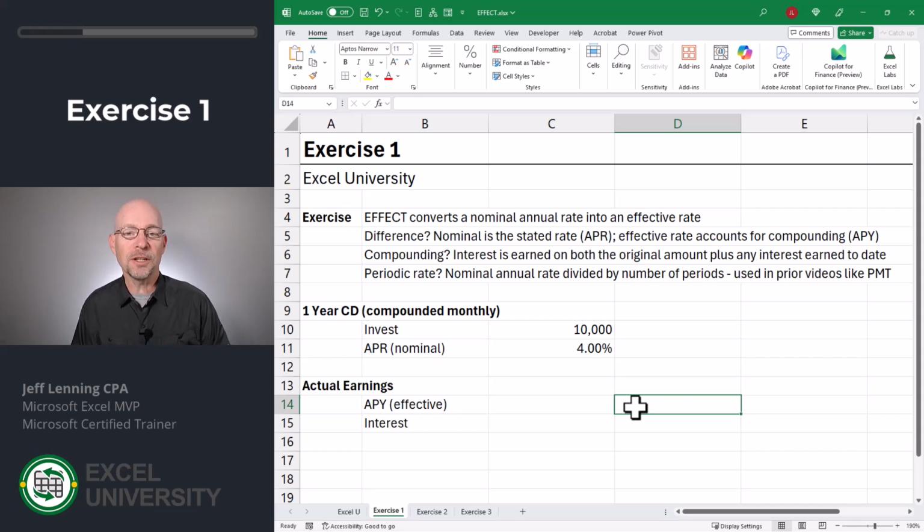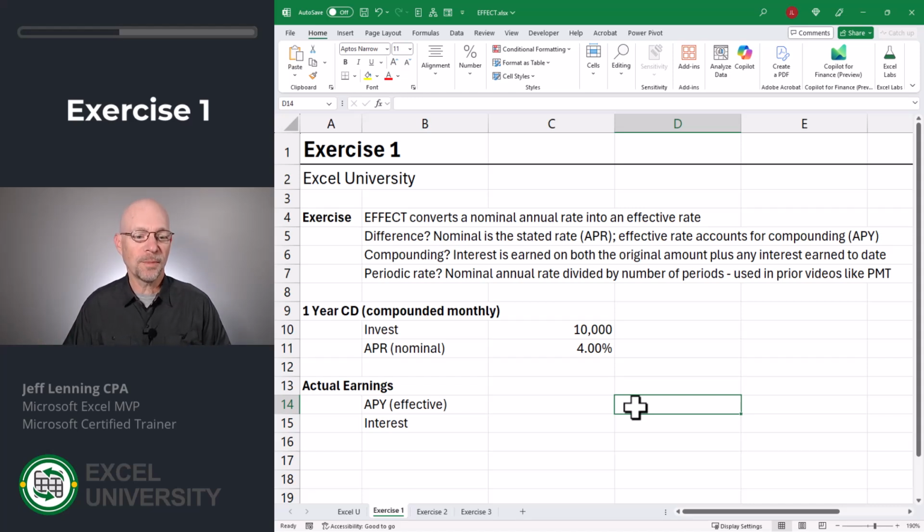And if you viewed any of my previous finance function videos, like the payment function video, you'll note that we actually use the periodic rate. So what's that? The periodic rate is simply the nominal interest rate divided by the number of periods. And not to worry, because the other functions we've covered, like the payment function, automatically account for the compounding.